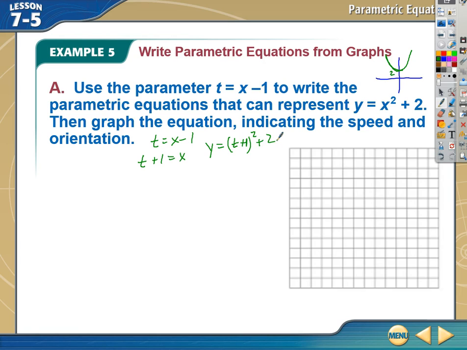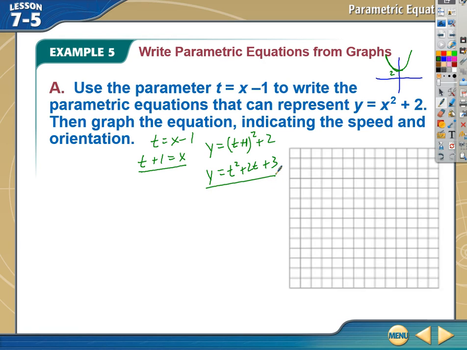And if you want, you can expand this out. And then when I expand this out, y is equal to t squared plus 2t plus 1 plus 2, which is plus 3. Great. Now I have my parametric equation. Boom, there's my x, there's my y.